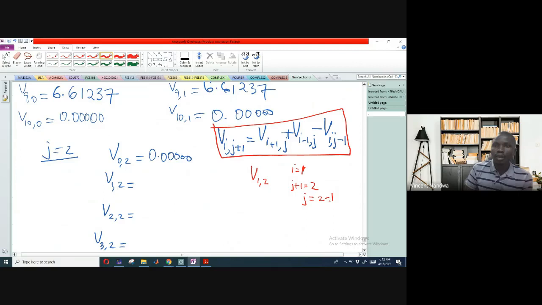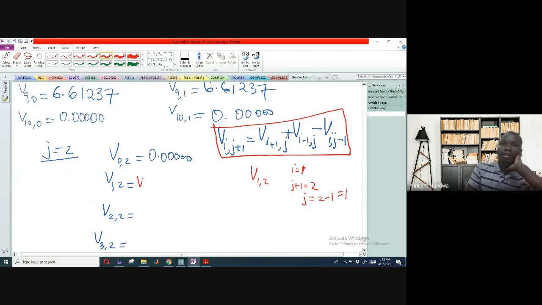So therefore, in this case, where there's j, you put 1, and where there's i, you put 1. Correct. So to get v1,2, this i is 1, and 1 plus j gives us 2, so the value of j must be 1. So this is the case, i equals 1, j equals 1.